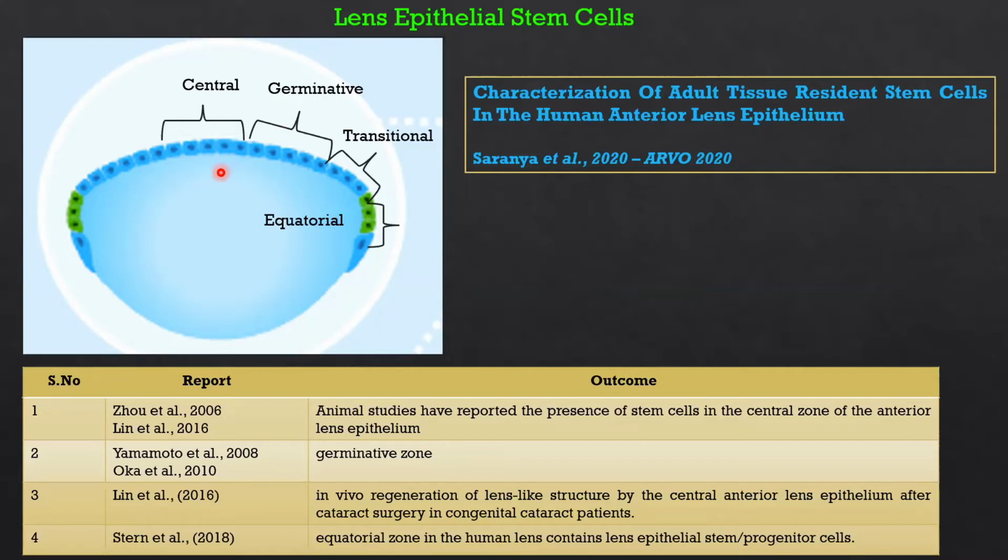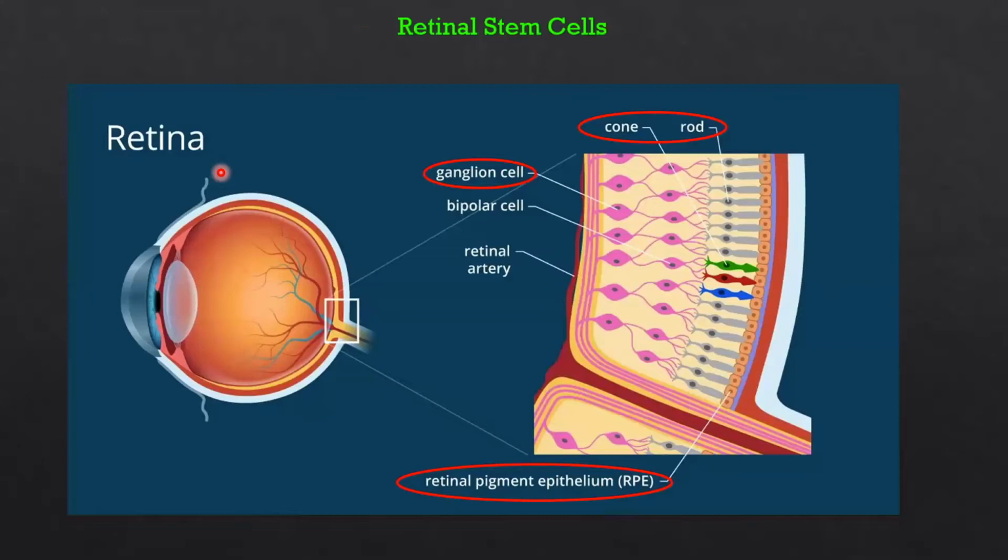Really, whether the central zone harbors a stem cell, what kind of properties do they have, and what happens with cataract, and do they have a role in the formation of cataract? So really, a lot has to be done still on the pathogenesis of cataract. And now moving on to the retinal stem cells, more light has to be shed on the retinal stem cell area.